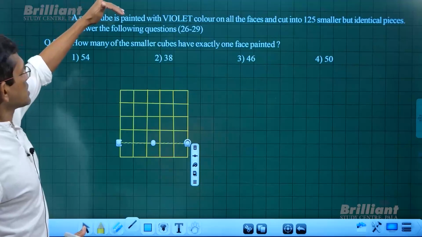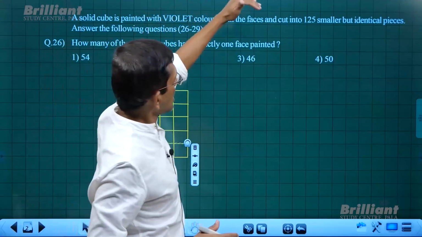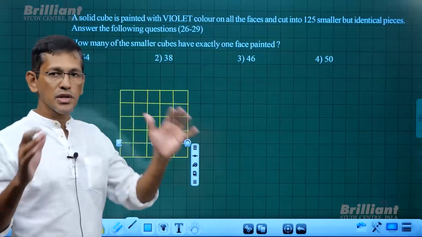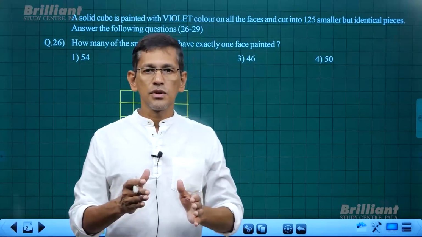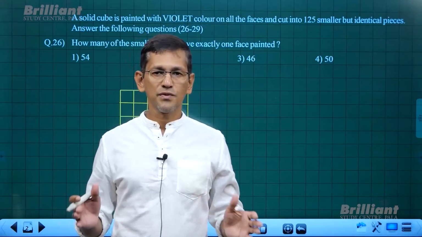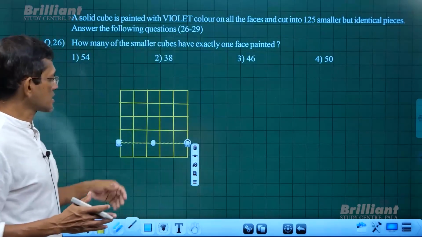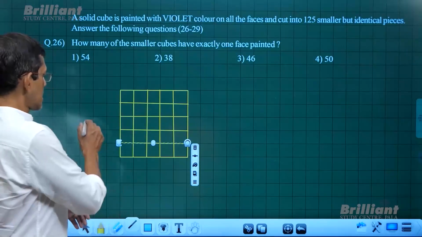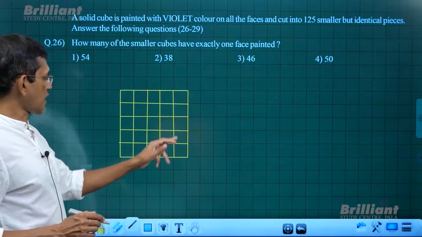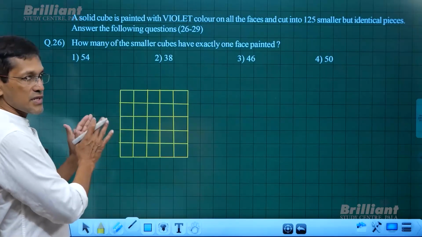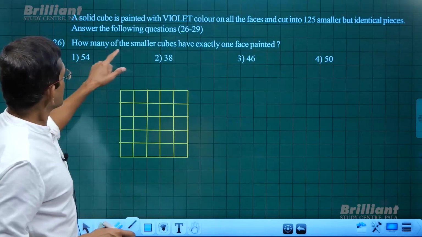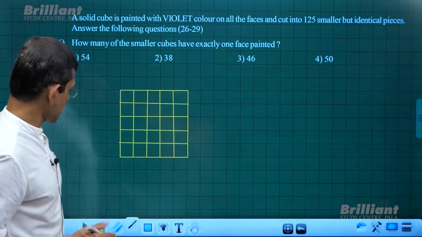A cube is painted with violet color on all the faces and that's cut into 125 smaller but identical pieces. So we have a solid cube that's cut into 125 small but identical pieces. So that's what we have in front of us. This is one face of that cube. So it is 5 into 5, 25. Then we have such layers, so total 125. Then how many of the smaller cubes have exactly one face painted?